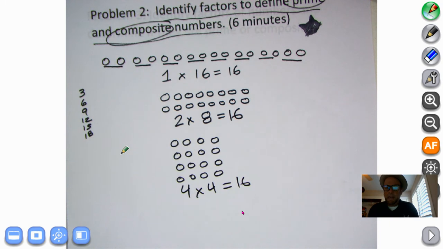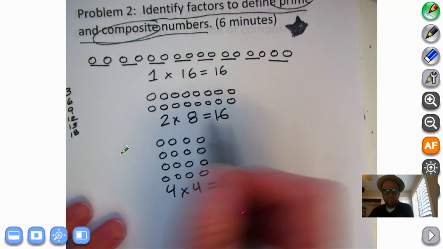9 times 1 is 9. 9 times 2 is 18. We can't get that into 16. So these are the factors of 16.